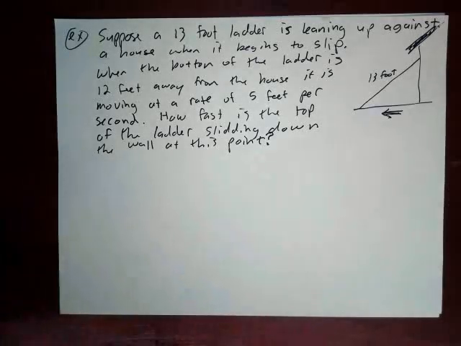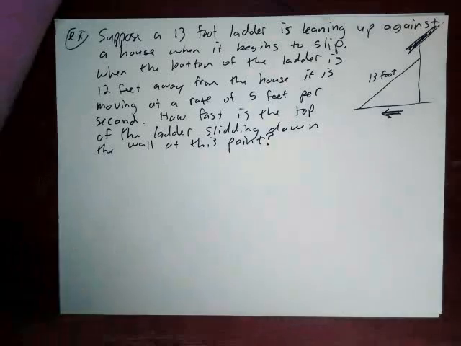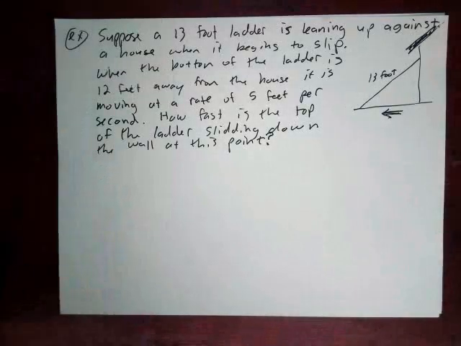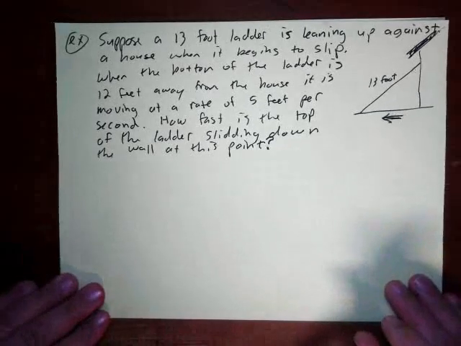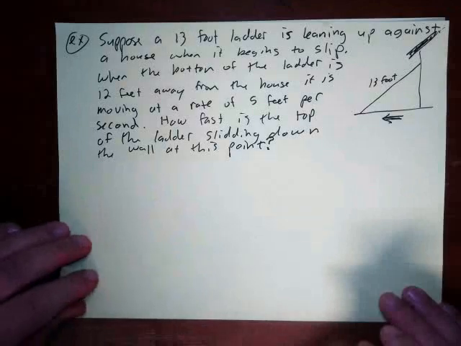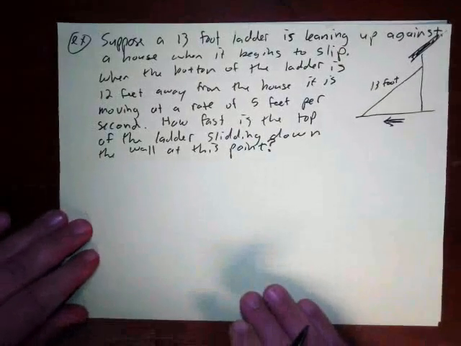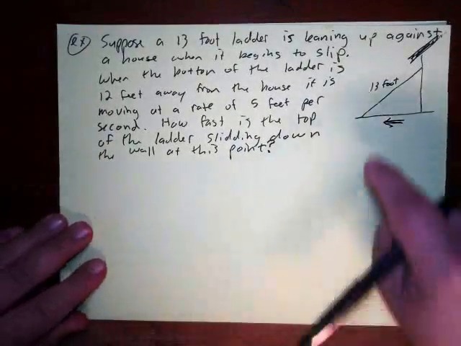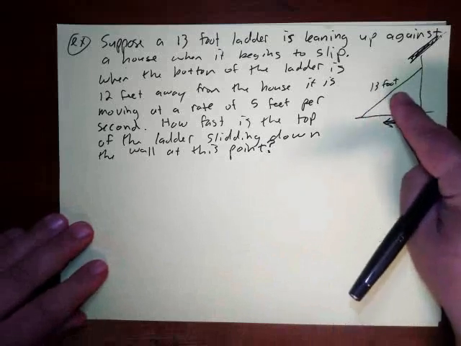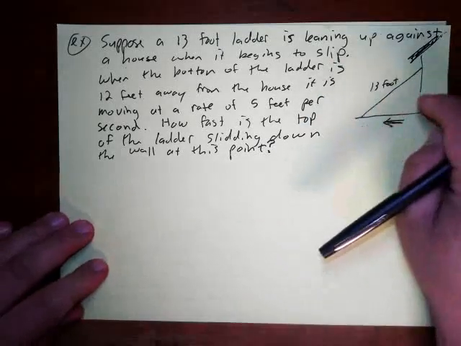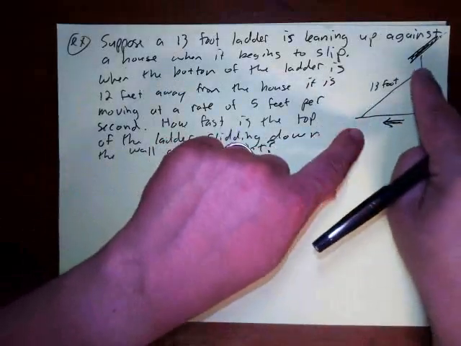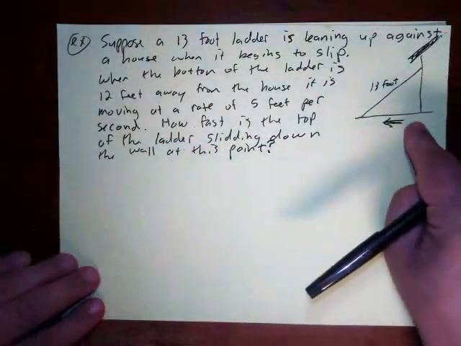Here is a related rates problem that I remember doing when I was in Calc 1. And so it's probably a common example. It's probably one of the classic related rate problems that you'll see when you do these type of problems. And the idea here is you have this 13-foot ladder leaning against the house, and it begins to slip away from the house, so the ladder's falling down, sliding down the house.